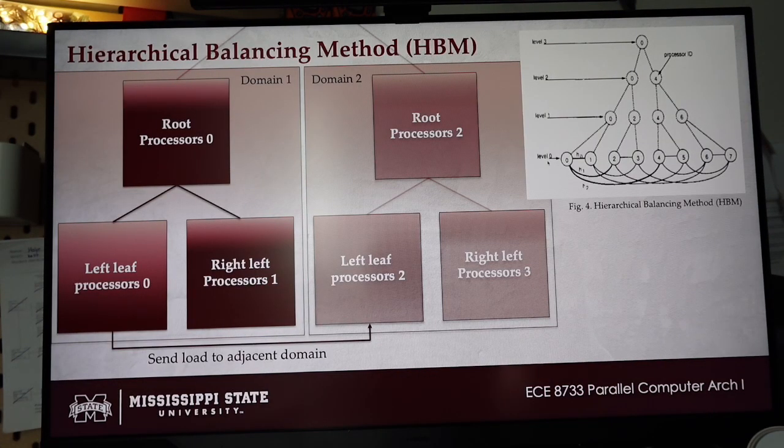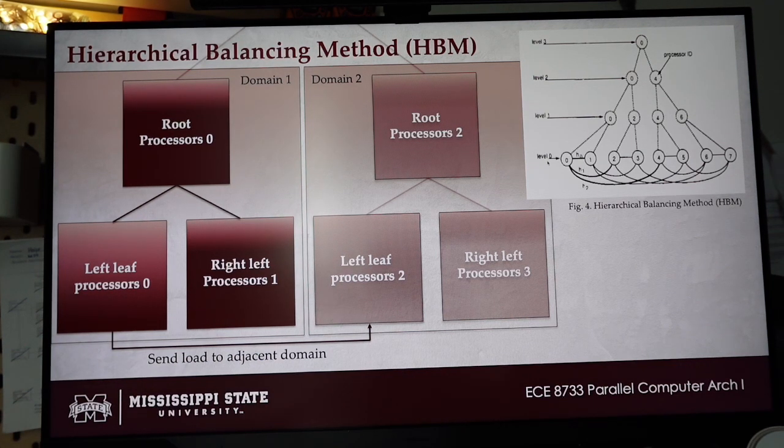And next slide will be the hierarchical balance method. For this method, the basic structure is shown in figure 4. Let's look at the left side of the slide. In domain 1, there are 3 different processors. Each square is one individual processor, and the top one is the root processor, and the bottom 2 are 2 different leaf processors. In this method, the 2 leaf processors will update their current state, load condition and location, and then all this information will be uploaded to the root processor, and then the root processor will do some kind of calculation.